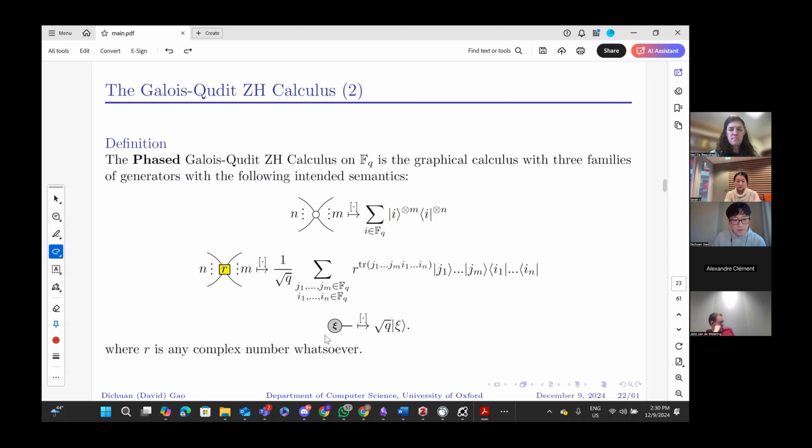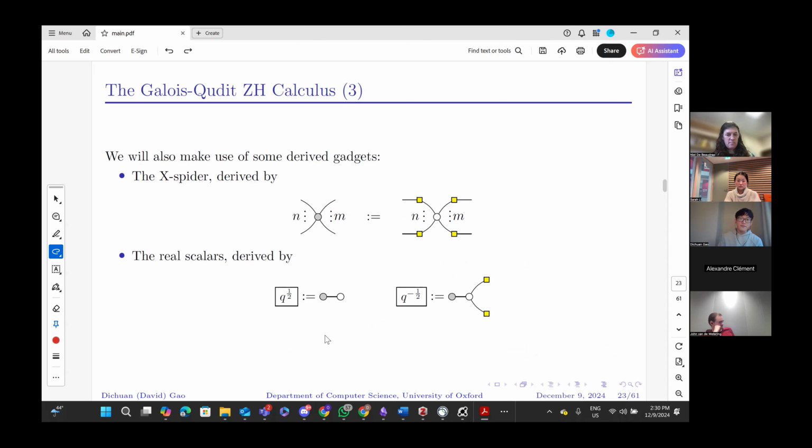Right. So we can still have the usual syntactic sugars of the ZH calculus by defining the X spider, wrapping the Z spider with H gates. We have some real scalars defined this way. We'll also have access to complex scalars, which you'll see a little bit later.